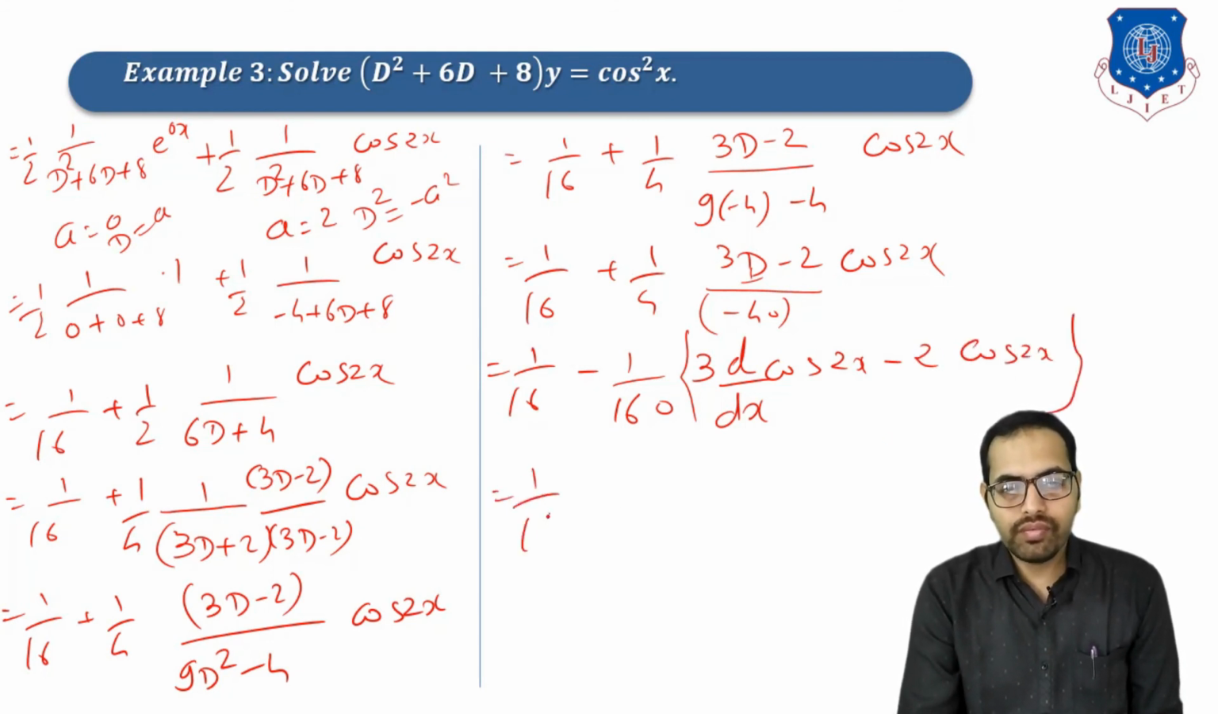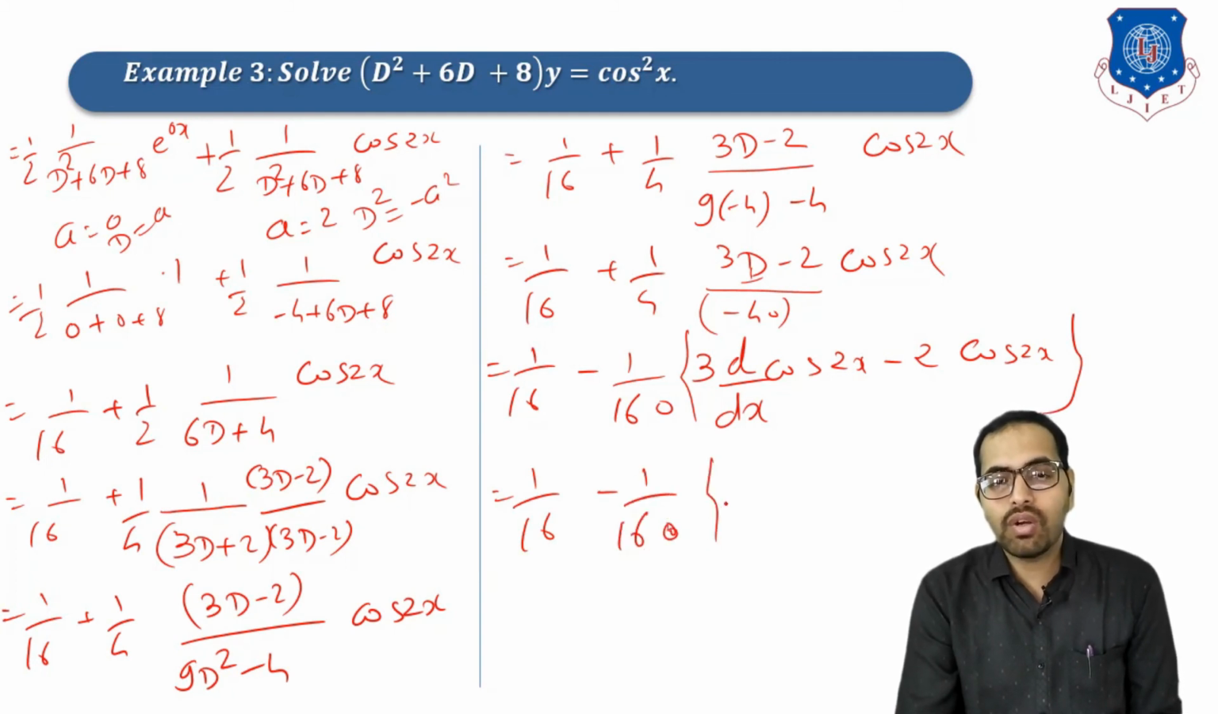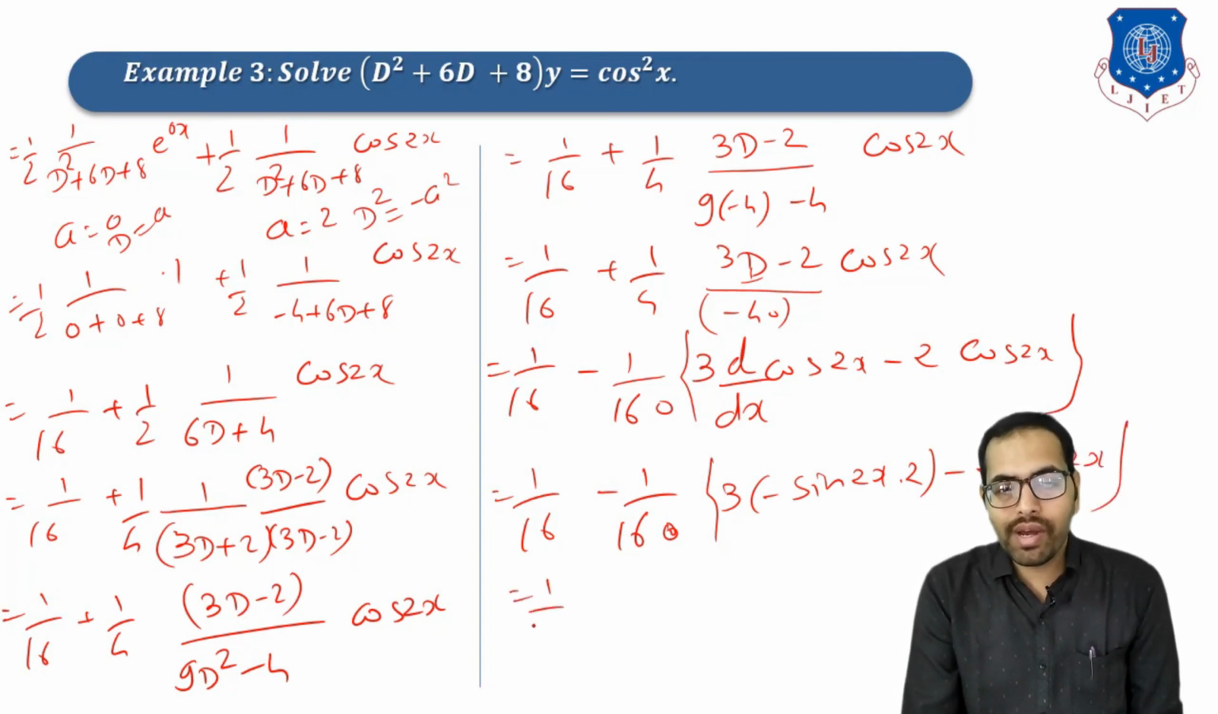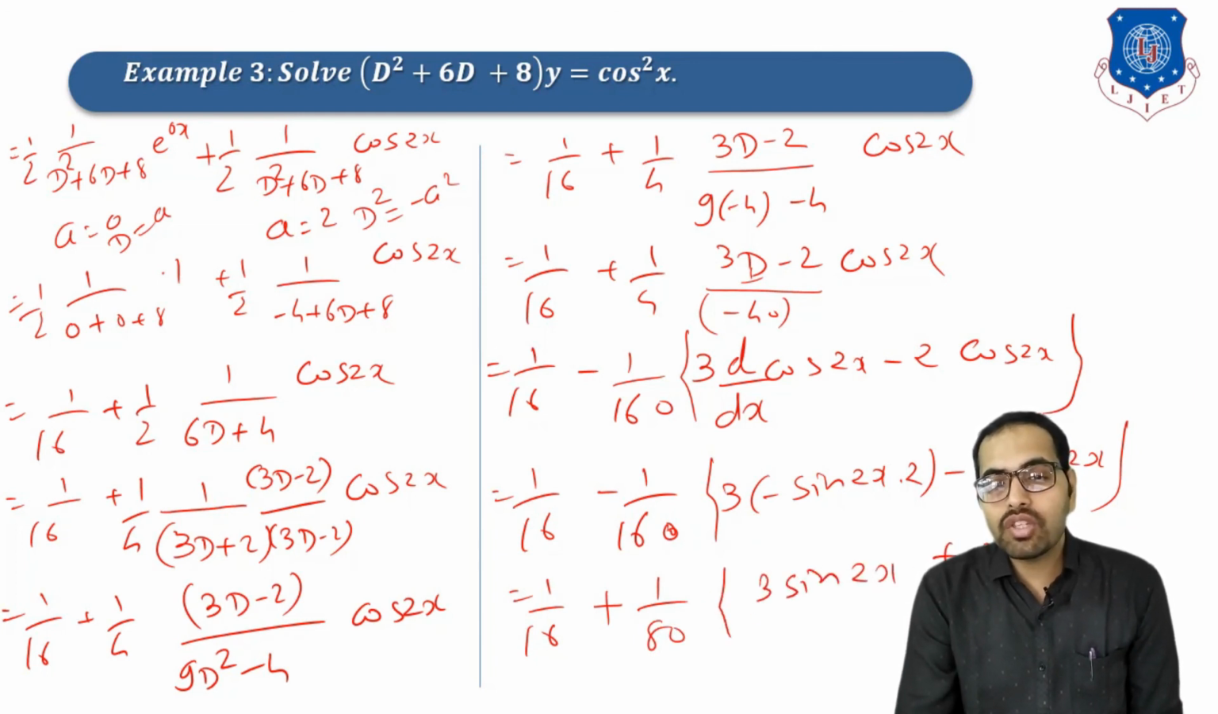Now 1 by 16 minus 1 by 160, 3, the derivative of cos is obviously minus sine 2x into 2 minus 2 cos 2x. Here the minus sign will be common out and 2 also will be common out. Then 1 by 16 minus minus plus, because the minus sign is common out, 2 8s are 16, then 80, 1 upon 80, 3 sine 2x plus 2 cos 2x. That is our yp of x.